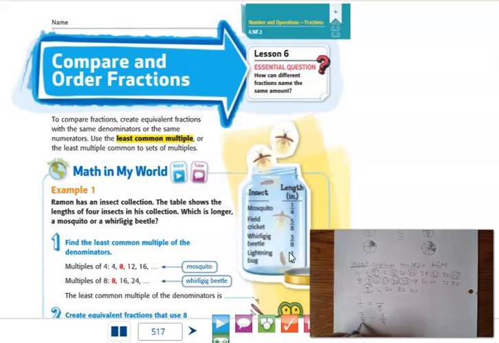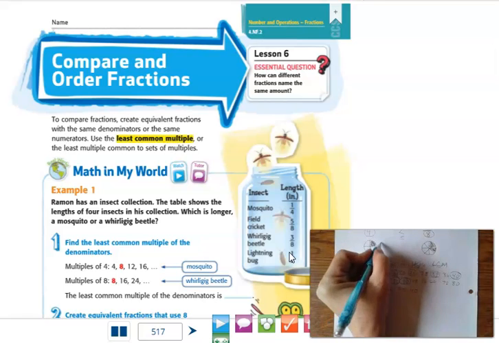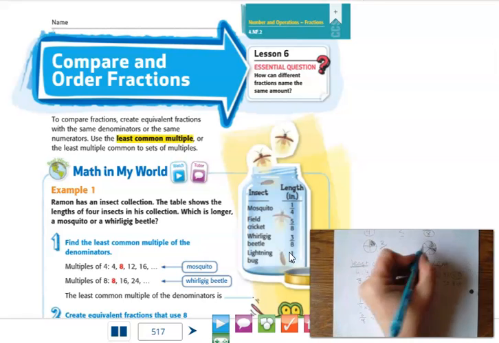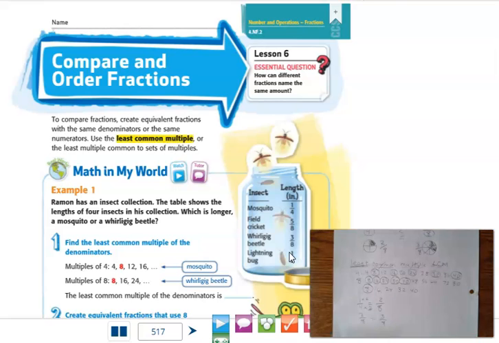Okay, so I've got 1/4, I've got 3/8. What do I multiply 4 by to get to 8? Well, I can use my multiples again. 4, 8. I multiplied twice. Multiplied times 2. 4 times 2 is 8. Whatever I do at the bottom, I have to do the top. 1 times 2 is 2. So now I'm comparing 1/4, which is 2/8, with 3/8.